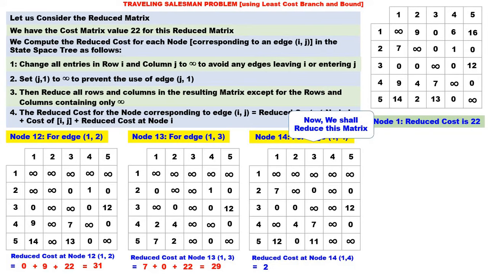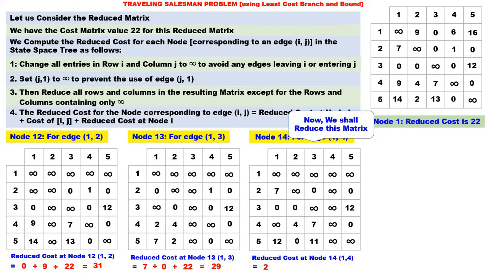Next column. First column, 0 is the minimum element, no change. Second column, 0 is the minimum element, no change. Third column, 0 is the minimum element, no change. Fourth column, all the elements are infinity, we should not do anything. Fifth column, 0 is the minimum element, no change. So we have done the column reduction also. So after reducing the columns and the rows, the final reduced cost for 1, 4 is 2.